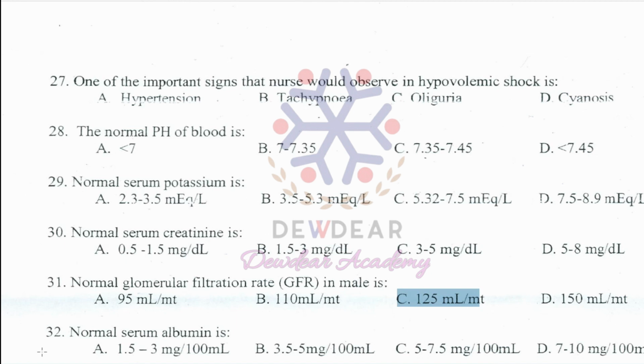Question 32. Normal serum albumin is: 1.5 to 3 milligram per 100 ml, 3.5 to 5 milligram per 100 ml, 5 to 7.5 milligram per 100 ml, or 7 to 10 milligram per 100 ml. The correct answer is 3.5 to 5 milligram per 100 ml, which is the normal serum albumin level. Option B is the answer.